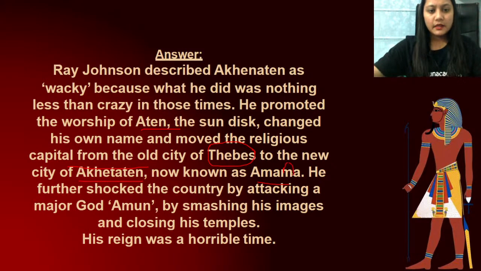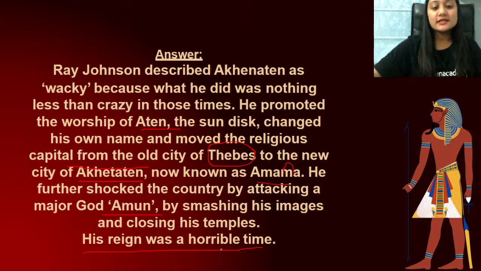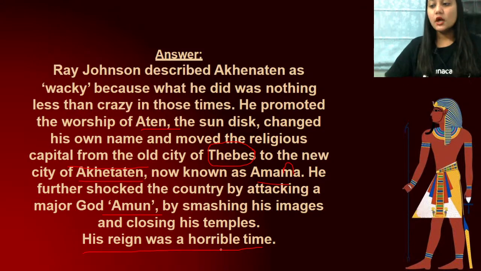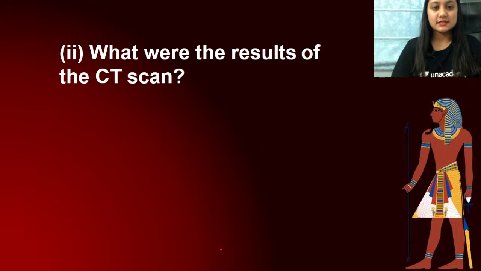He further shocked the country by attacking a major god, Amun, by smashing his images and closing his temples. His reign was a horrible time. Reign means who was ruling at that particular time. So that was considered a very horrific moment for all the Egyptians.